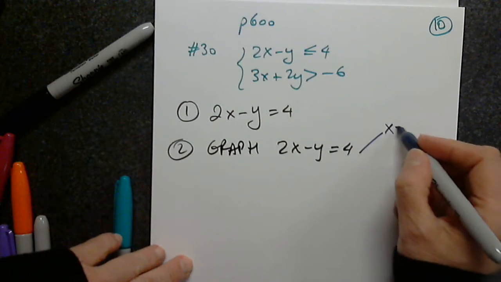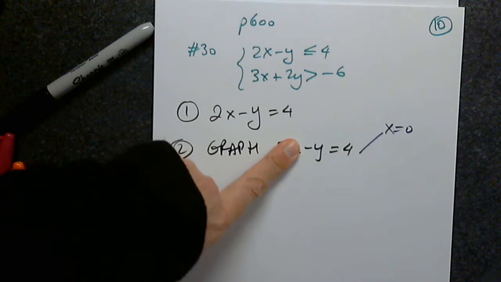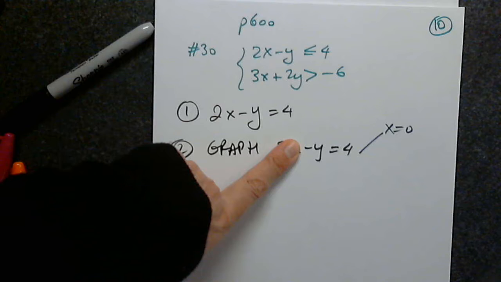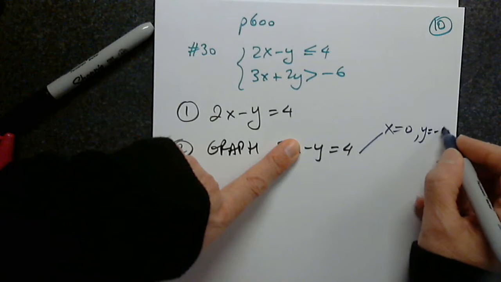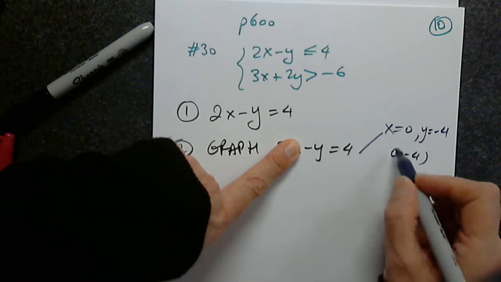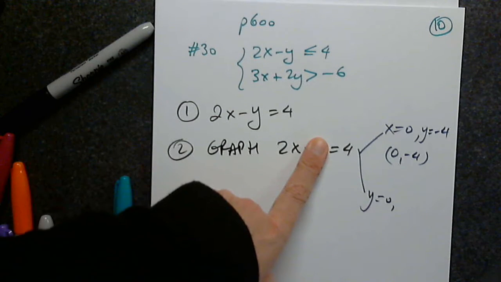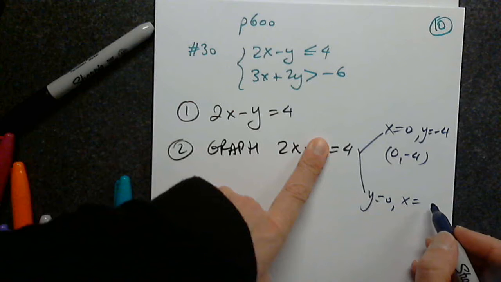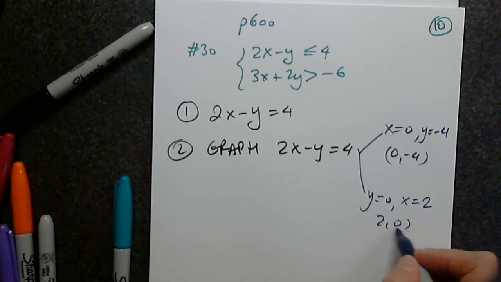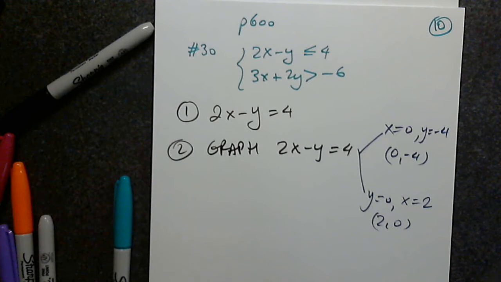So I need to find when x is 0, how much is y? Excellent. So (0, -4). And then I want to find when y is 0, how much is x? 2. So then (2, 0). So let's go back for a moment. I did start this, I know that, but okay.